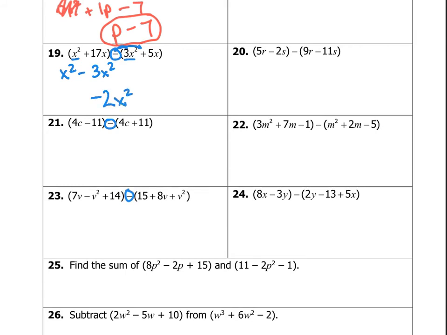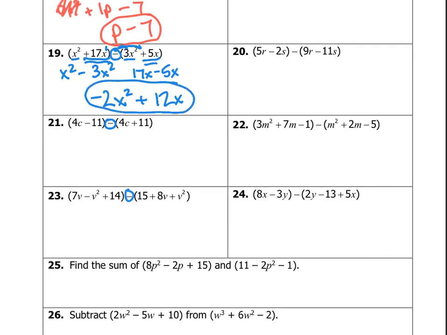Keep on finding the variable with the next highest exponent, which in this case is just going to be 1. So I've got 17x, and then I've got 5x. That's going to be 17x minus 5x. Don't forget. That's still going to give me a positive 12x.